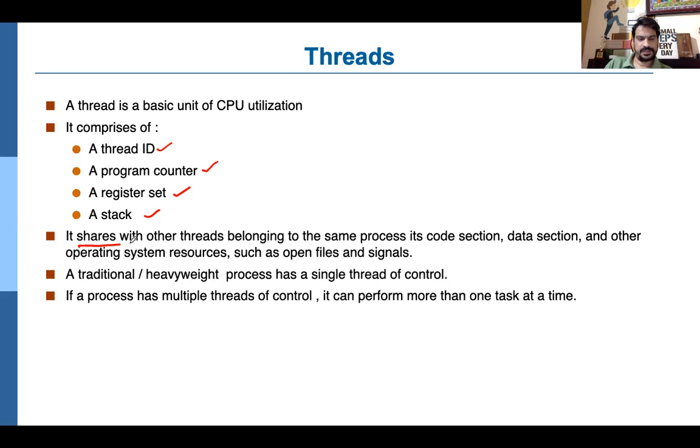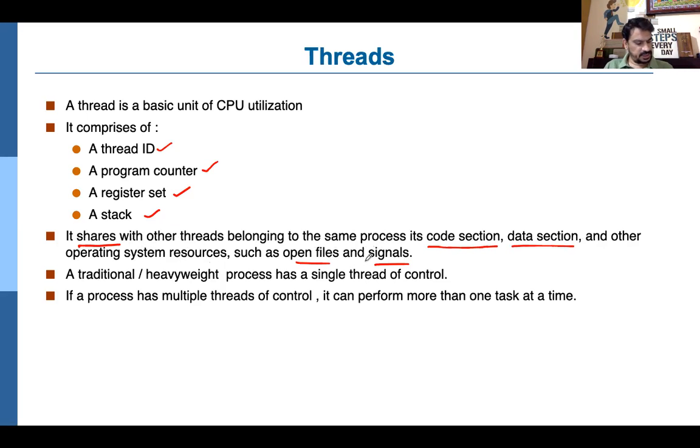As well as that, the thread shares some things. What will it share with other threads belonging to the same process? It will share its code section, the data section, and other operating system resources such as open files and signals. So all these three or four things it will share with other threads, that is, the threads belonging to the same process.